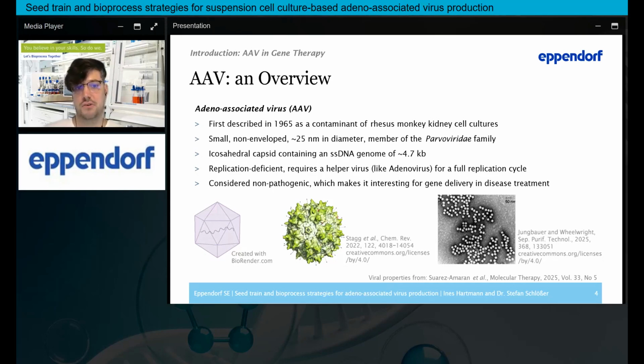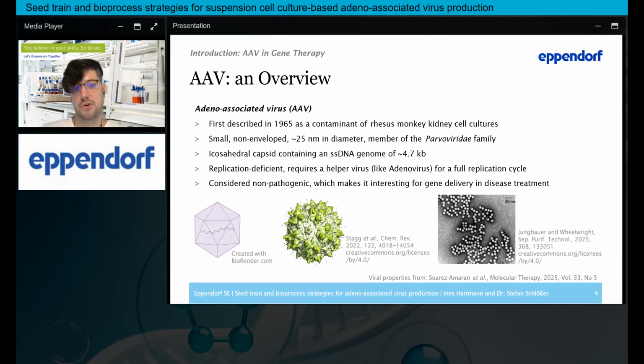This is also why it's called adeno-associated virus, because the adenovirus is one of the helper viruses, not the only one, but it is one that, when co-infecting the cell where adeno-associated virus is inside, its enzymes can also help AAV to fulfill its replication cycle.